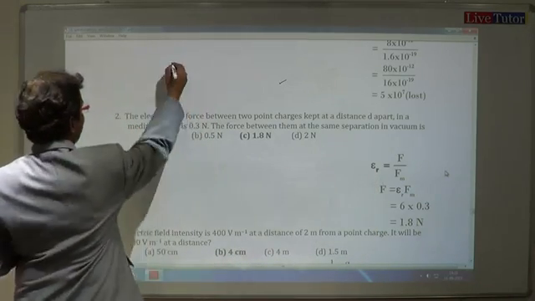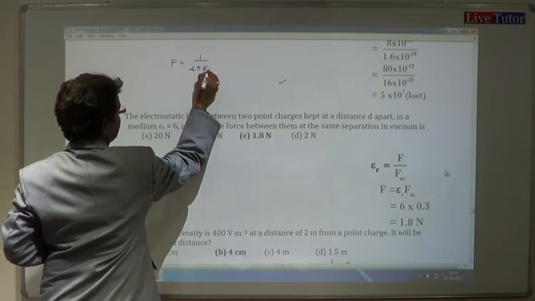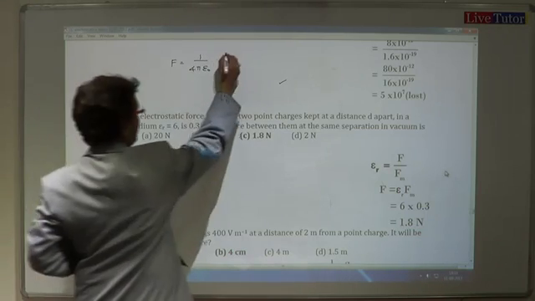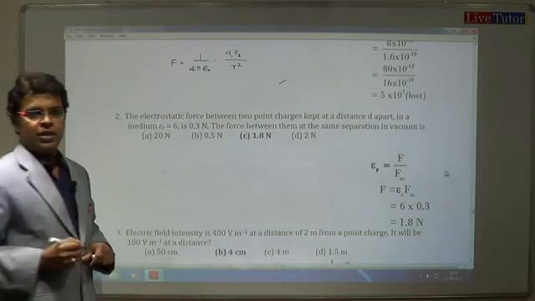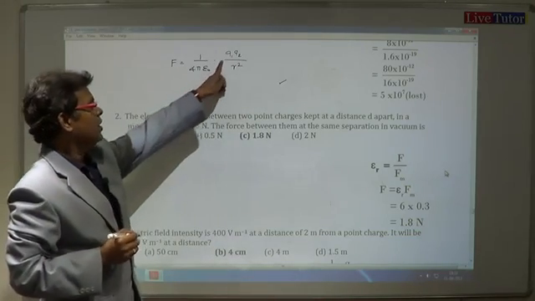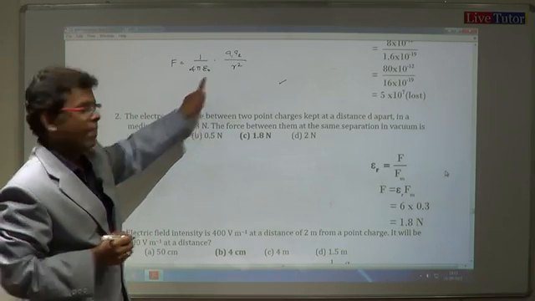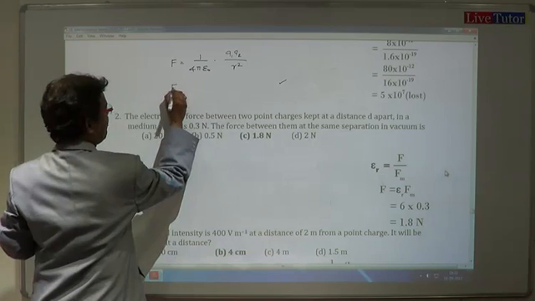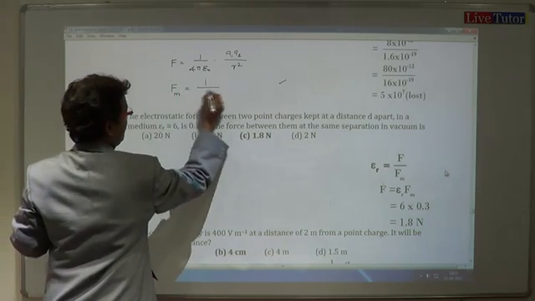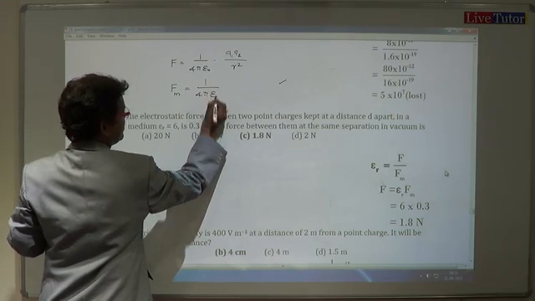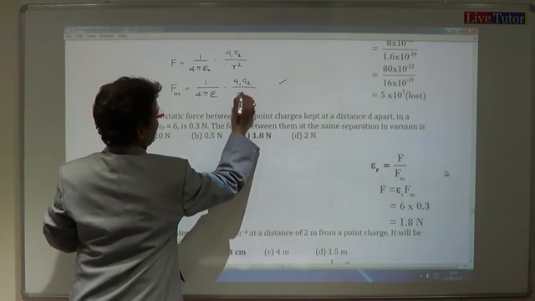What is the formula for F, do you know? F is equal to 1 by 4 pi epsilon naught into Q1 Q2 by R square. This is the formula for the force experienced by two charges kept in the air, vacuum medium. If it is kept in a medium of epsilon, then we write Fm, and instead of 1 by 4 pi epsilon naught, we say 1 by 4 pi epsilon into Q1 Q2 by R square.